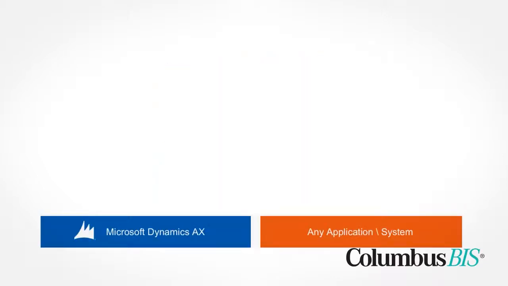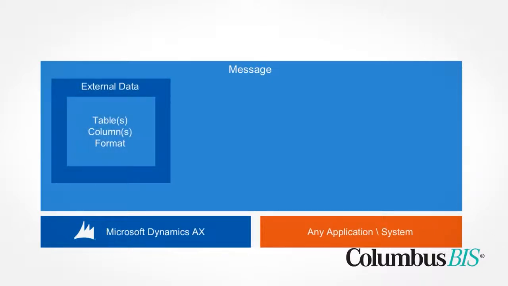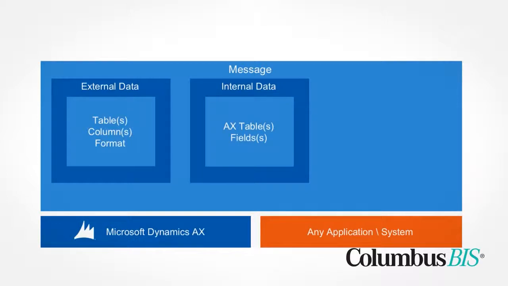How can you use Data Migration Studio? The expression used for a single migration in Data Migration Studio is message. In a message, you select the external blocks, columns, and the used formats like CSV, Excel, XML, ODBC, etc. And the internal tables and fields where the data should be imported in.